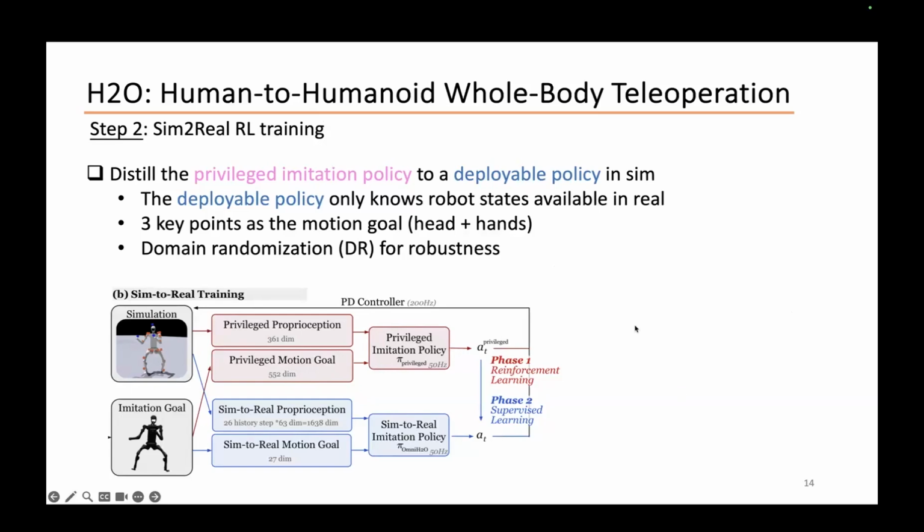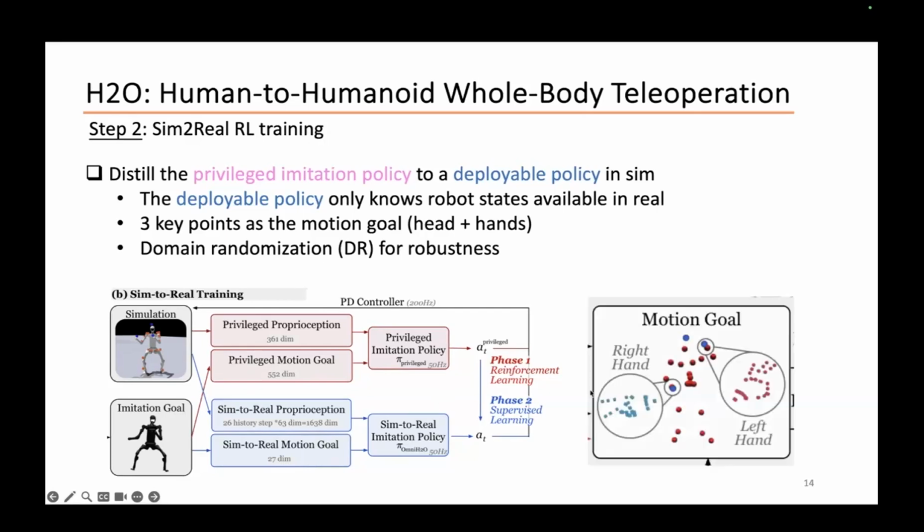So what we do is fairly standard today. We first train this privileged policy, then we train the student policy, the blue policy, by distilling from this pink teacher policy. The deployable policy, the blue policy or student policy, is pretty practical. It can go to real because this policy only knows robot state available in the real world. You can see the input dimension is only 63, of course with conditional history, and the motion goal is only 27 dimensions. This is very standard. The distillation is done by the DAgger algorithm.